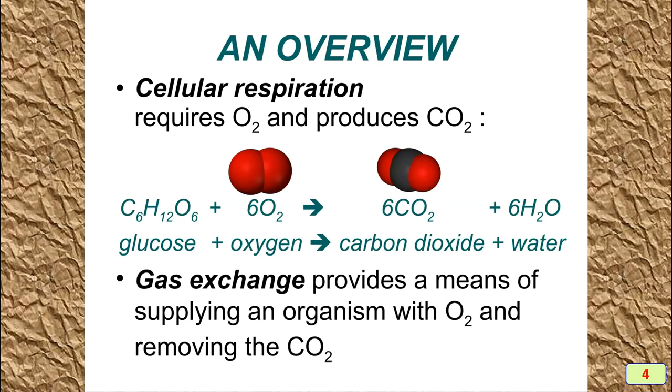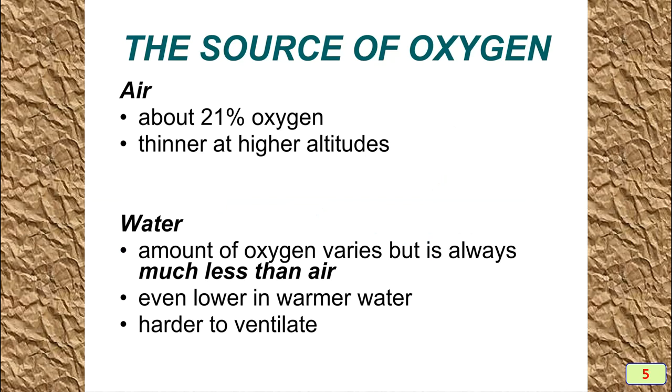Cellular respiration requires oxygen and produces carbon dioxide, and carbon dioxide is exchanged out. Gas exchange provides a means of supplying the organism with oxygen and removing the unwanted carbon dioxide. The source of oxygen is air, which contains 21% oxygen and is thinner at higher altitude. As you go up and up, the oxygen percentage is reduced. At earth level it is 21%.